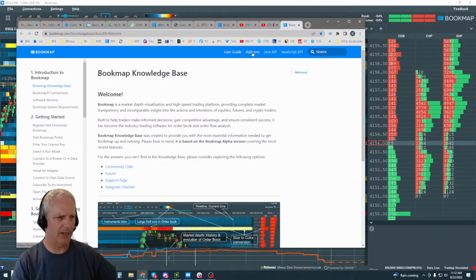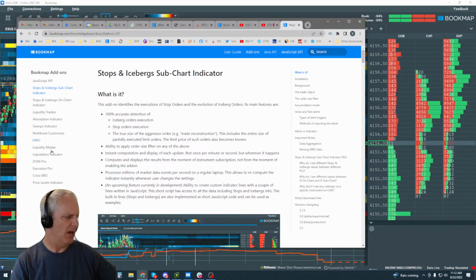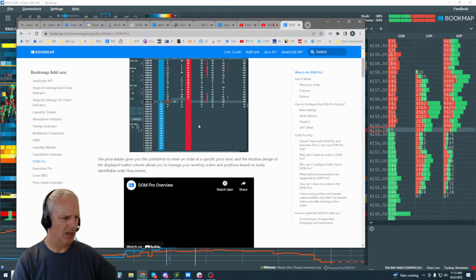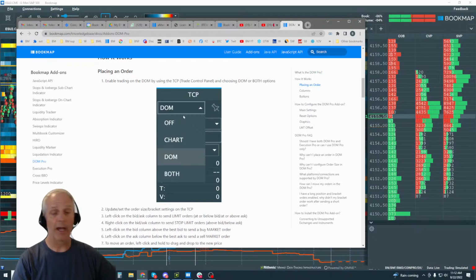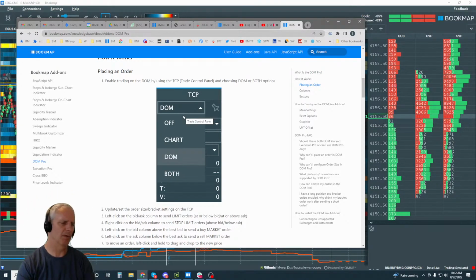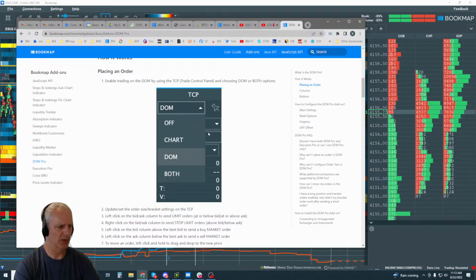Go to the Add-ons section here, and then you see all the Bookmap add-ons here, and the download links are within them. So you see the Dome Pro and the Execution Pro here. Click on Dome Pro. It goes through it. There's a video. We have a longer video that we did a few weeks ago just on Dome and Execution Pro.